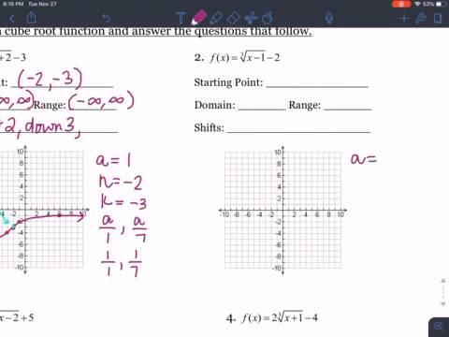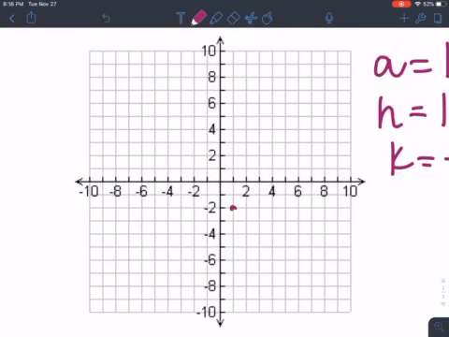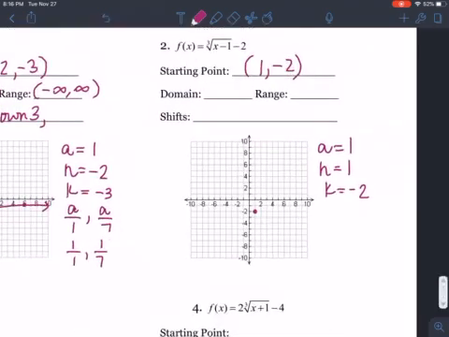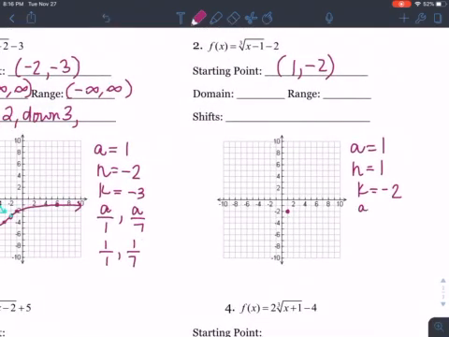Your A is equal to 1. Your H is equal to 1. Your K is equal to -2. Hopefully you and your partner were able to do it by yourself, so you figured that out. We're at a starting point of 1, -2. My A is 1, so we're at A over 1, A over 7. So 1 over 1, 1 over 7.